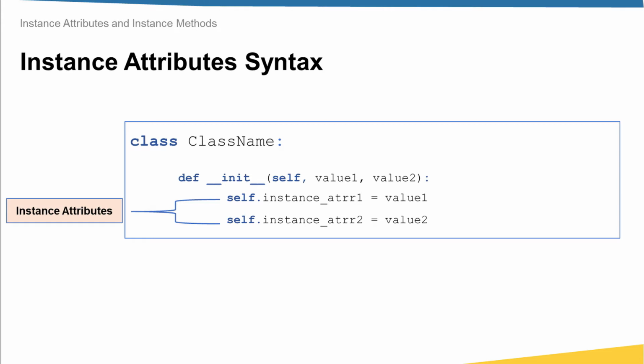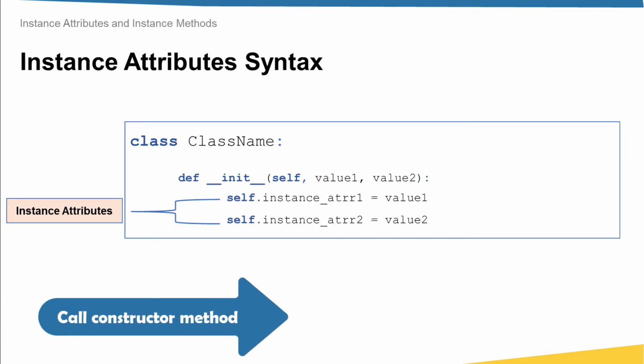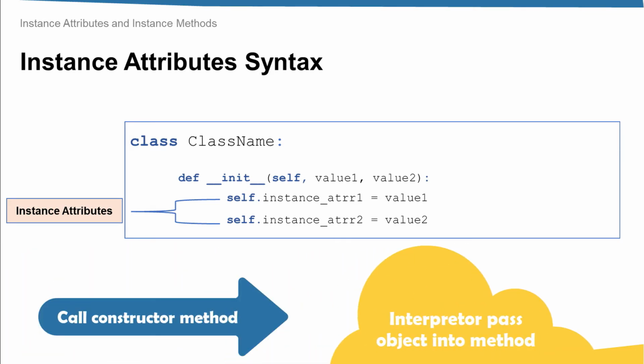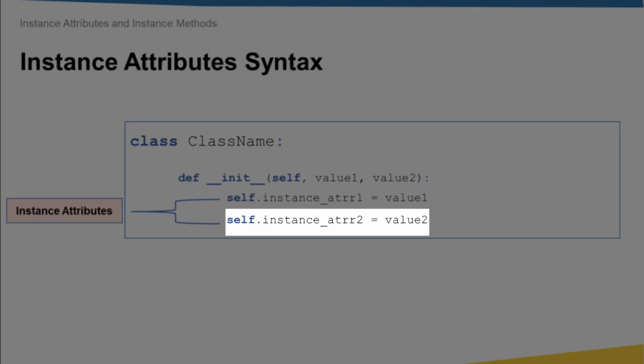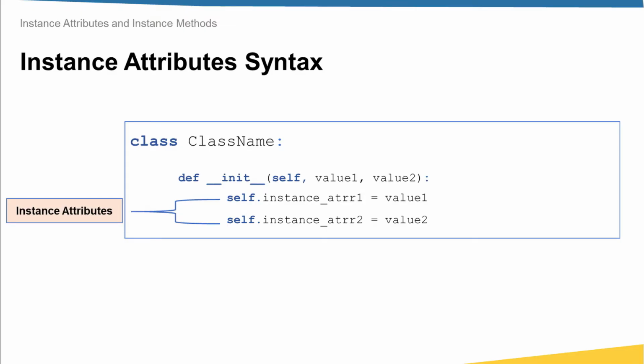And self in this context means the object that I am defining at this moment. So, in Python, when we call the constructor method, the interpreter automatically passes the object that we are defining into this method. So when I pass this object to this method, then I use self.instanceAttribute in order to add an attribute to this object. So we are using the dot operator in order to attach an attribute to an object. In this simple example, I have two instance attributes, instance attr1 and instance attr2, and I choose to pass two values from the constructor in order to give them initial values.